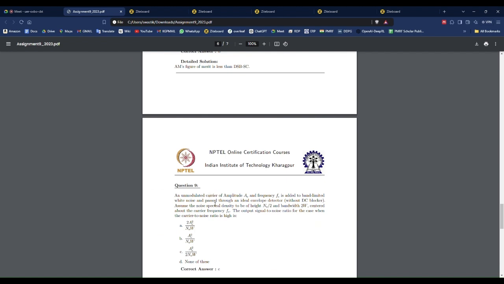An unmodulated carrier of amplitude Ac and frequency Fc is added to band limited white noise and passed through an ideal envelope detector. Assume the noise spectral density to be of height N0 by 2 and bandwidth 2W. So there is a carrier, Ac and Fc are its parameters, and it is added to band limited white noise and passed through an ideal envelope detector. The noise is centered about the carrier frequency Fc. We want the output signal to noise ratio for the case when the carrier to noise ratio is high.